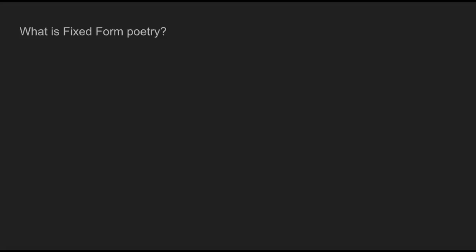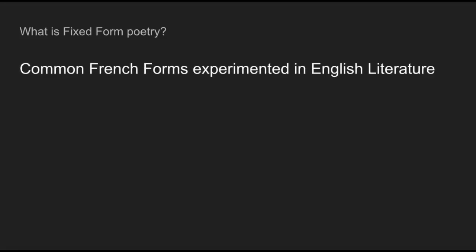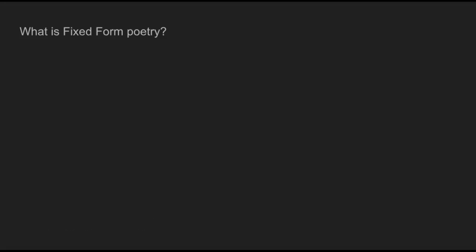What is fixed poetry then? Okay, there's fixed forms that poets can then choose to write in. Okay, so fixed form poetry is traditional patterns that apply to the whole poem. So what are they? Well, a lot of them come from the French, and in English we've practiced using a lot of the French forms, such as the rondeau, the rondelle, a villanelle, the triolet, sestinas, ballades, okay, double ballades.